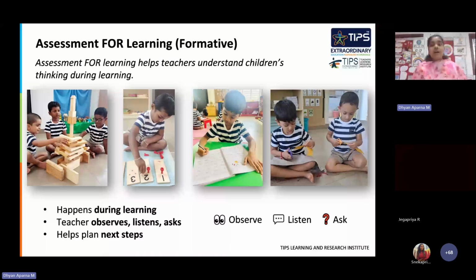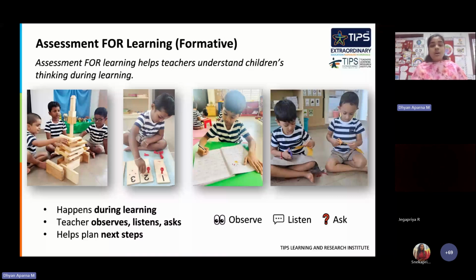So across different images and different domains and different activities, the process is the same. First we have to observe them, then we have to ask questions to deepen their thinking. We have to listen to what they are saying, and at last we have to respond thoughtfully. And this is assessment for learning. It happens naturally during the learning process. So once assessment is done well, the learning flow follows naturally.